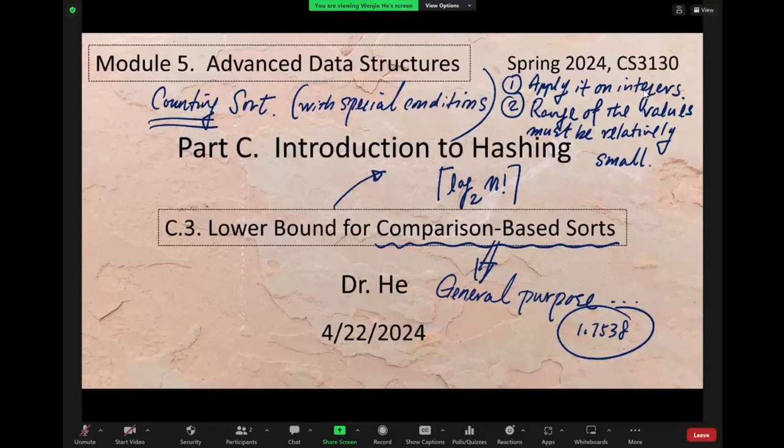Yeah. So the reason we want to restrict the range relatively small is because we want to get better performance than the general purpose sorting algorithms. So the range assumption. Okay? Yeah. So, all right. So that's the special sort. But here I only want to talk about comparison-based sorts. Okay. All right. Yeah. So next, let's do some analysis.